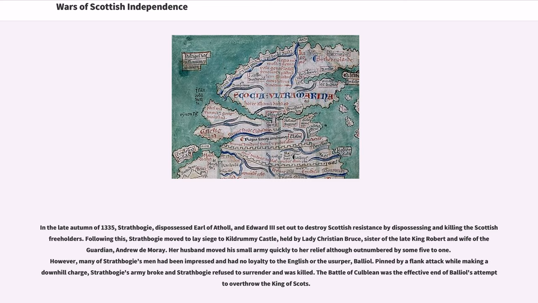Her husband moved his small army quickly to her relief, although outnumbered by some 5-1. However, many of Strathbogie's men had been impressed and had no loyalty to the English or the usurper, Balliol. Pinned by a flank attack while making a downhill charge, Strathbogie's army broke, and Strathbogie refused to surrender and was killed. The Battle of Culblean was the effective end of Balliol's attempt to overthrow the King of Scots.